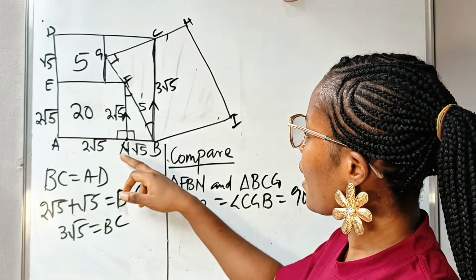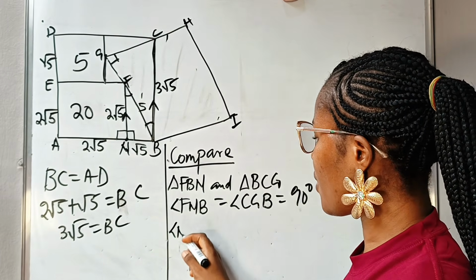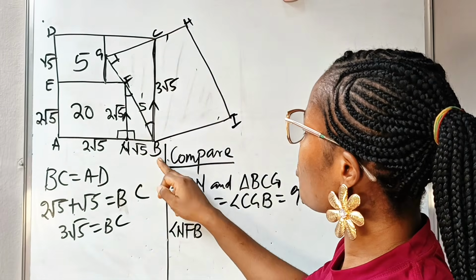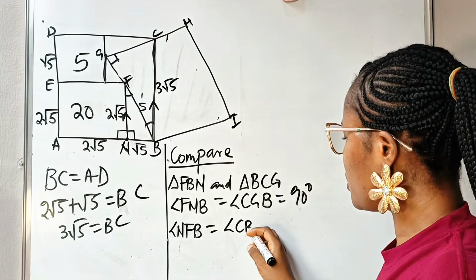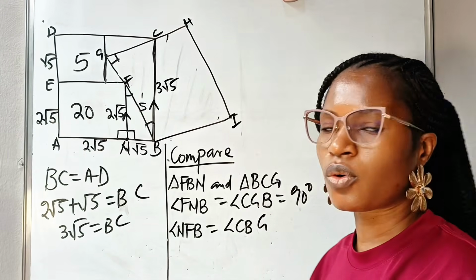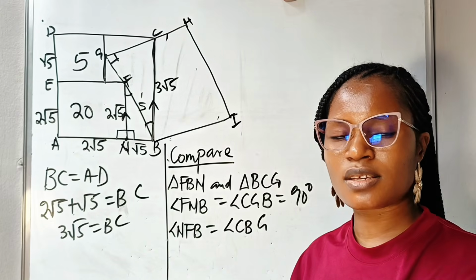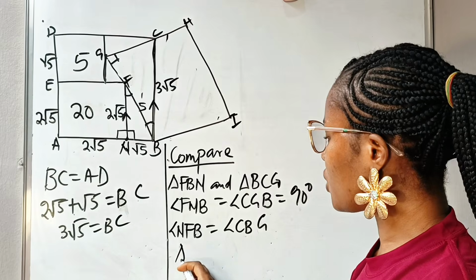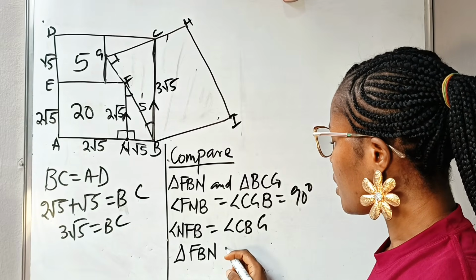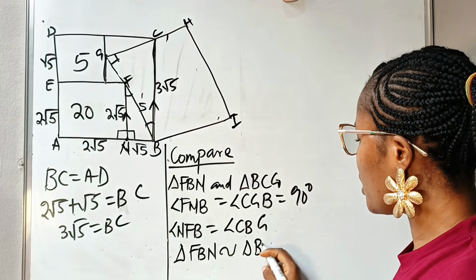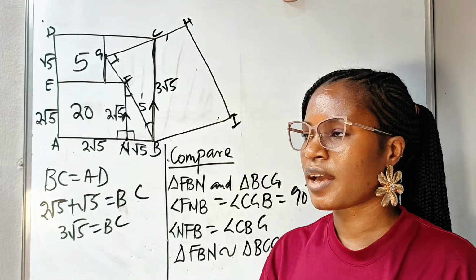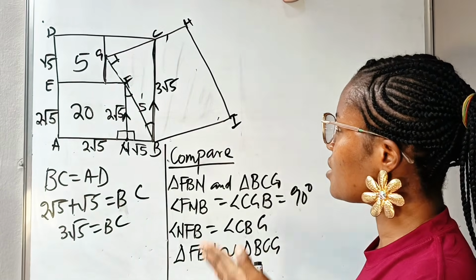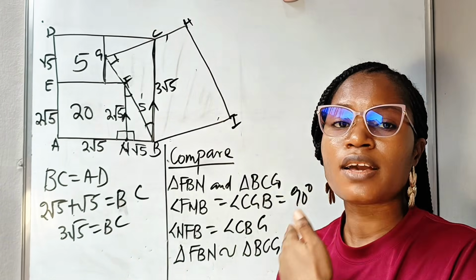And also angle NFB is equal to angle CBG. Both are equal, since they are alternate angles. All right, therefore we can conclude that triangle FBN is similar to triangle BCG. And one thing I like about using the law of similarity is that it actually helps us to find an unknown length of a figure.